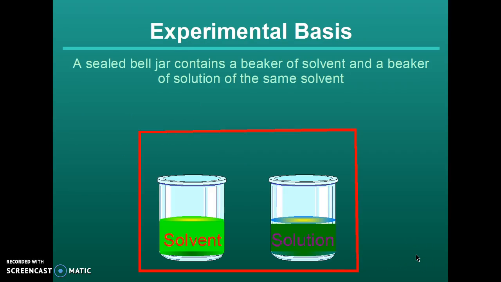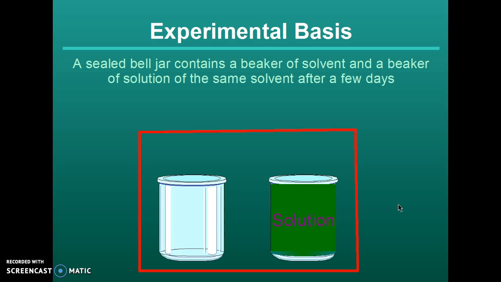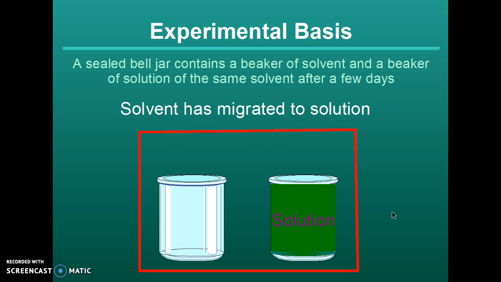You can do a thought experiment. It can be done in reality, but it takes many days. If you take a sealed bell jar, here symbolized by this red rectangle, and put a pure solvent in one beaker and a beaker with a solution using the same solvent in another, and they are in the same region of space here, leave them open for a few days or weeks, you will find that after a few days, this is almost empty. The solution has almost all of the solvent in it. What has happened? The solvent has migrated to the solution.